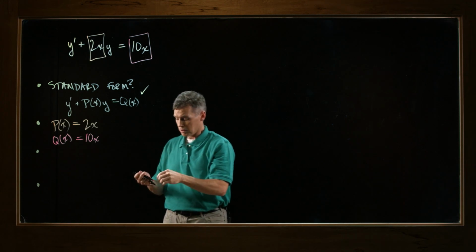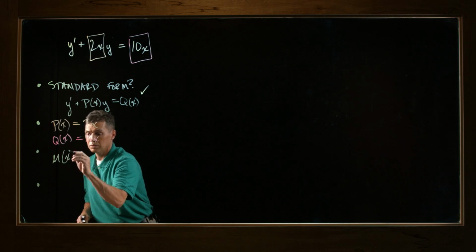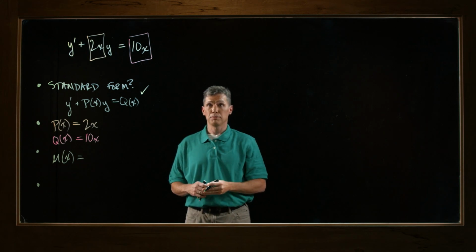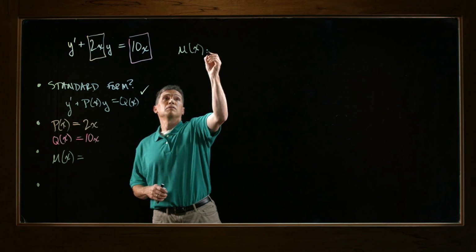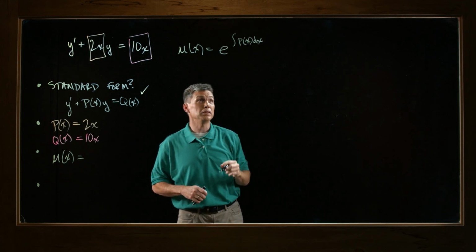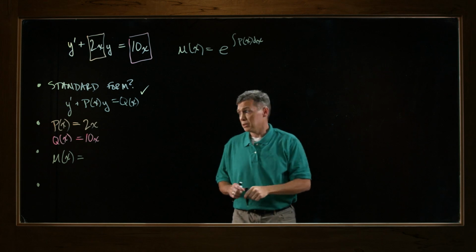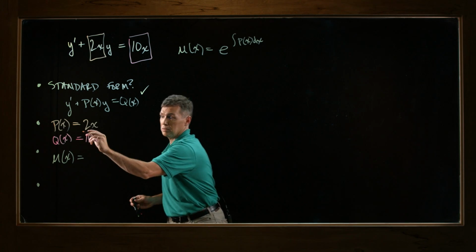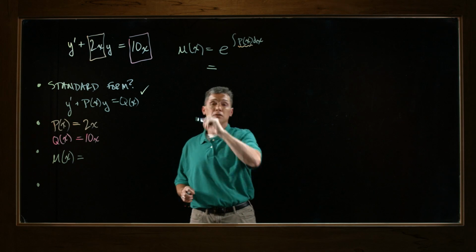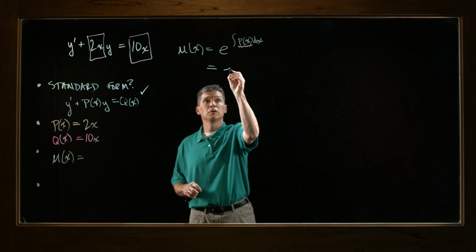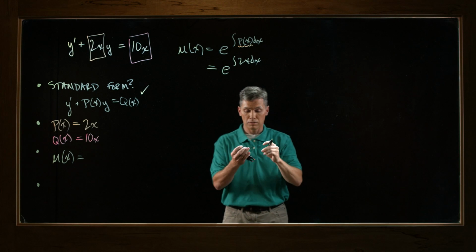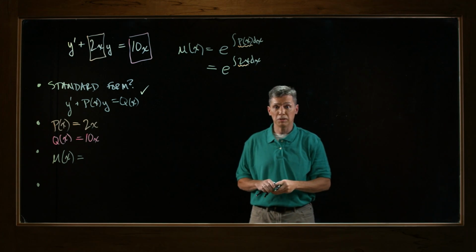That gets me to my third bullet. The third thing I need to do is find mu of x. Mu of x, what's called our integrating factor, comes from a formula that you should know. Mu of x equals e raised to the integral of p of x dx power. We identified p of x because it's right here in this formula. So now I can evaluate mu of x for this problem. It's going to equal e raised to the integral of 2x dx, really just substituting in what my p of x is.